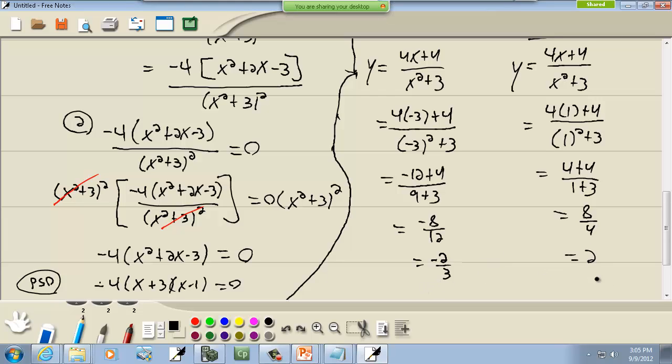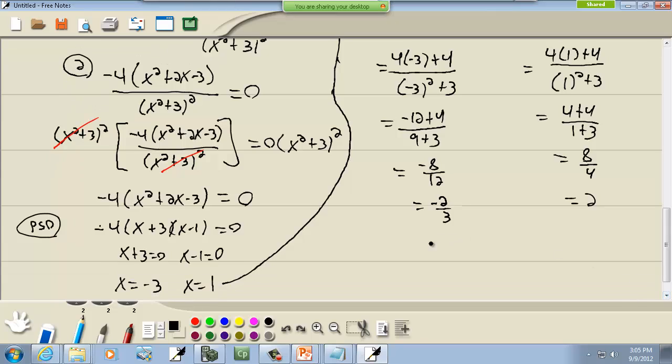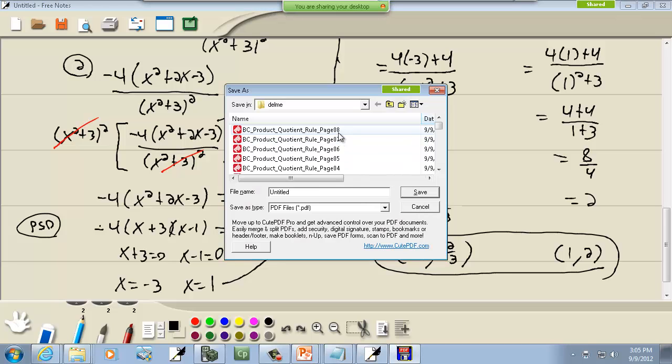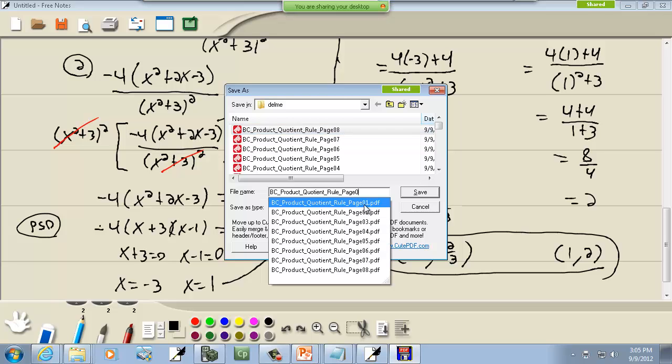Okay, so this one we plugged in negative 3. So this point would be negative 3, negative 2/3. This one would be 1, 2. And those would be our points where there's a horizontal tangent line. So let me save that. And we'll be done with that section.